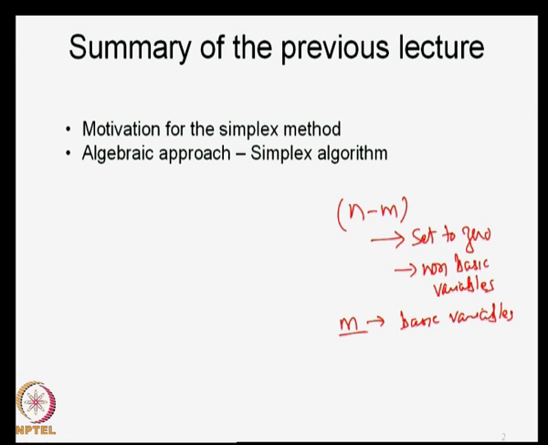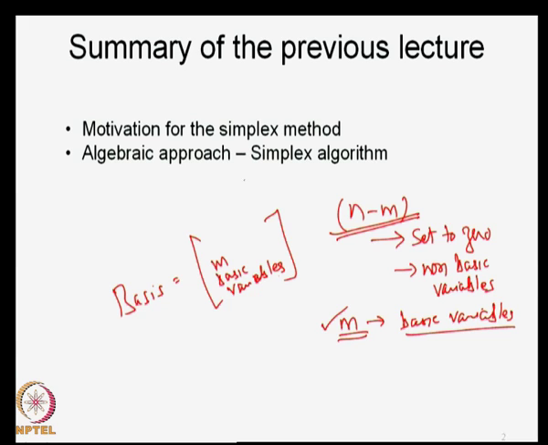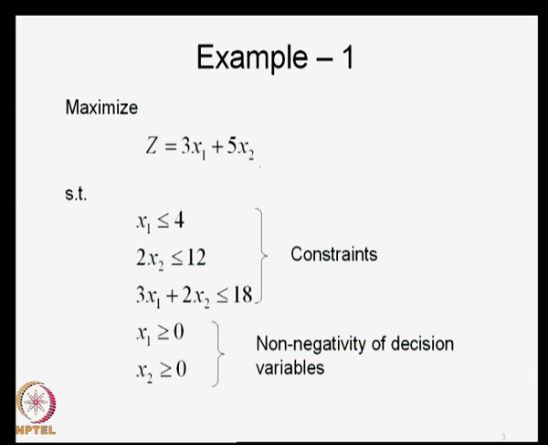So, there are m number of equality constraints, that is, m number of equations. By setting n minus m variables to 0, we solve for these m variables, and the variables for which we solve are called basic variables. Then we define the basis as consisting of the m basic variables. This is what we saw in the previous lecture, and then I started introducing the simplex algorithm. We will continue that discussion today from where we left off.